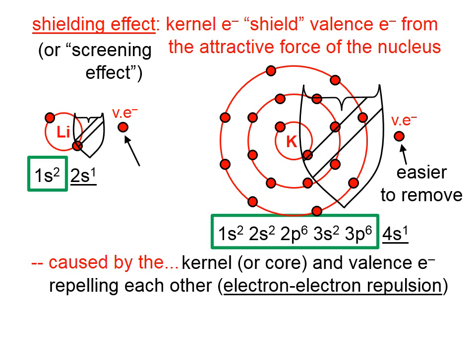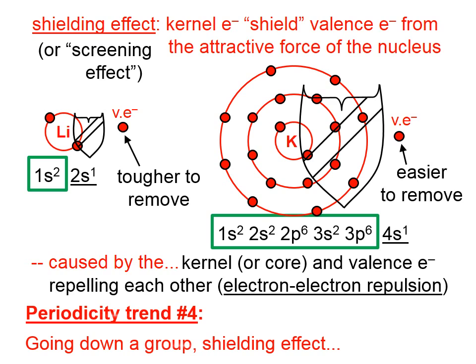This valence electron of potassium is being pushed away, you might say, by 18 inner electrons, whereas on the left, this valence electron of lithium, he's also being pushed away, but only by 2 kernel electrons from lithium. This is the shielding effect. So, as we go down a group, the shielding effect increases because we add a new energy level of electrons each time.